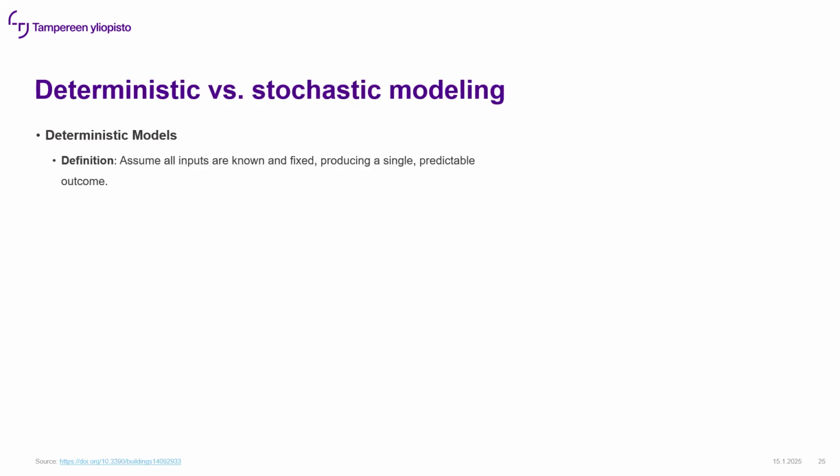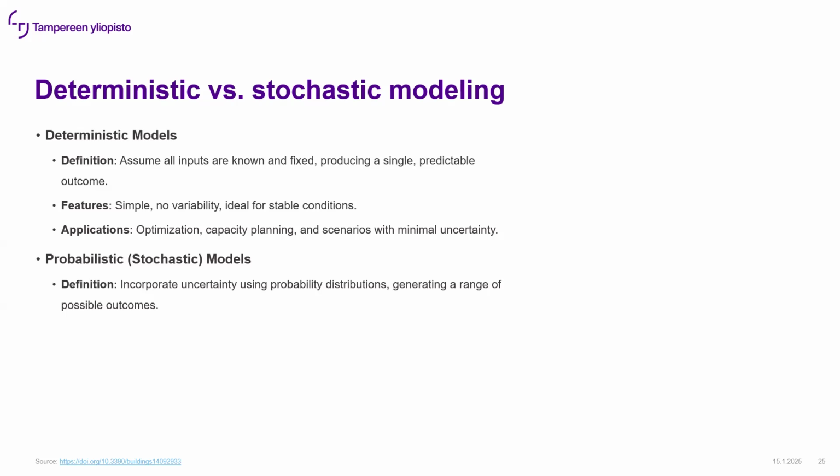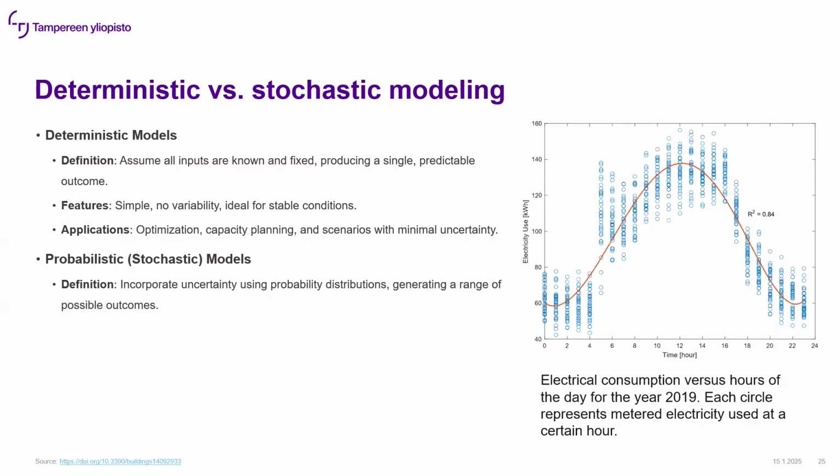Deterministic versus stochastic modeling. With deterministic, you have the same inputs, you get one set of outputs. So if I turn off the randomness factor in my model. Probabilistic or stochastic models incorporate uncertainty using probability distributions, for example, or just random numbers, generating a range of possible outcomes.